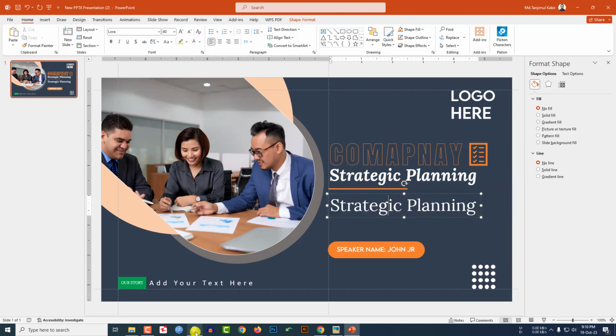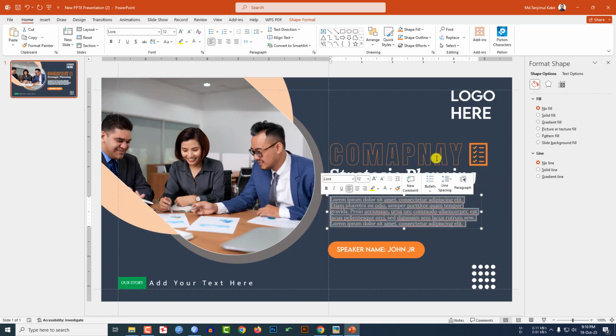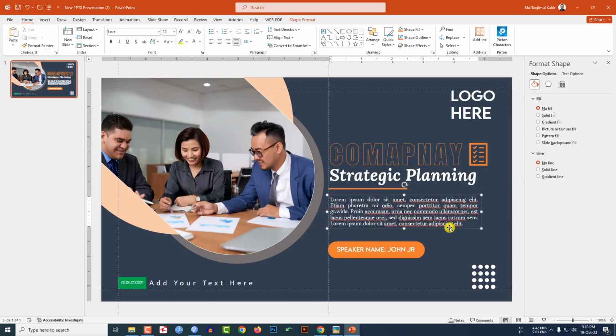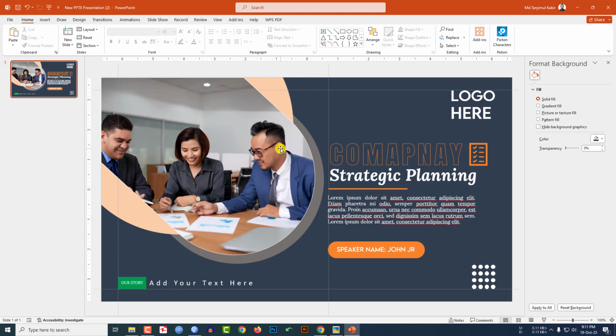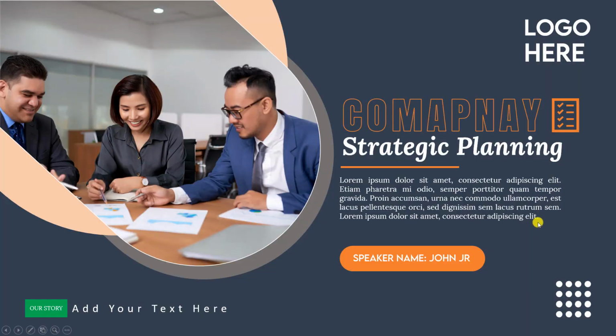Now here I have to add some text. Here I have added some text, make it justified and place it here. Now you may change the color if you want. Now let me watch the slideshow. And here you will find it perfect.